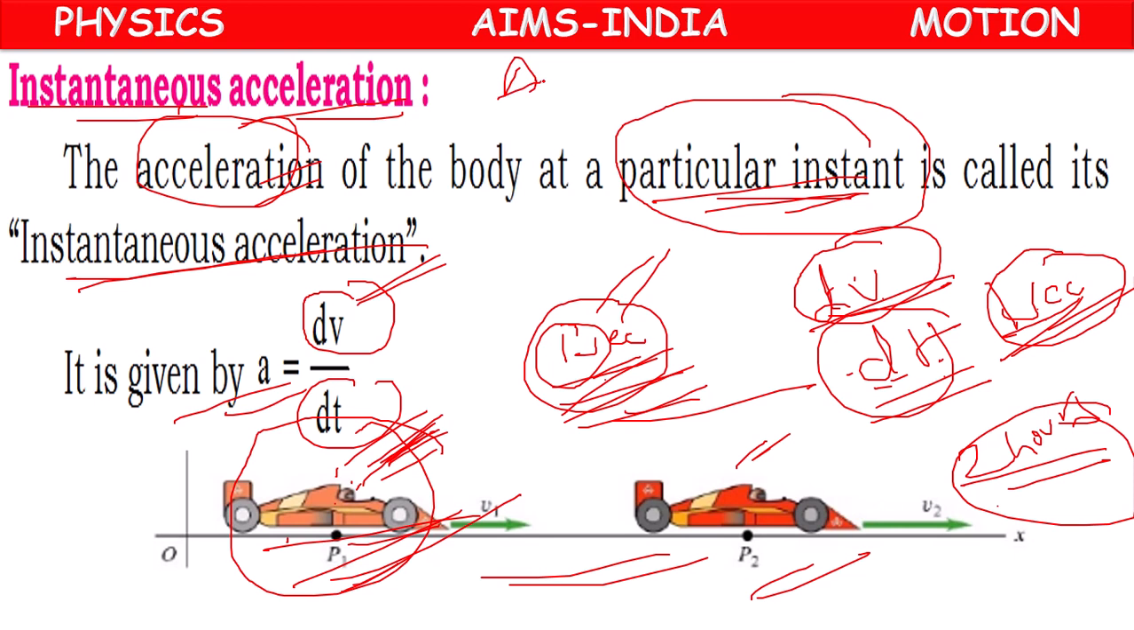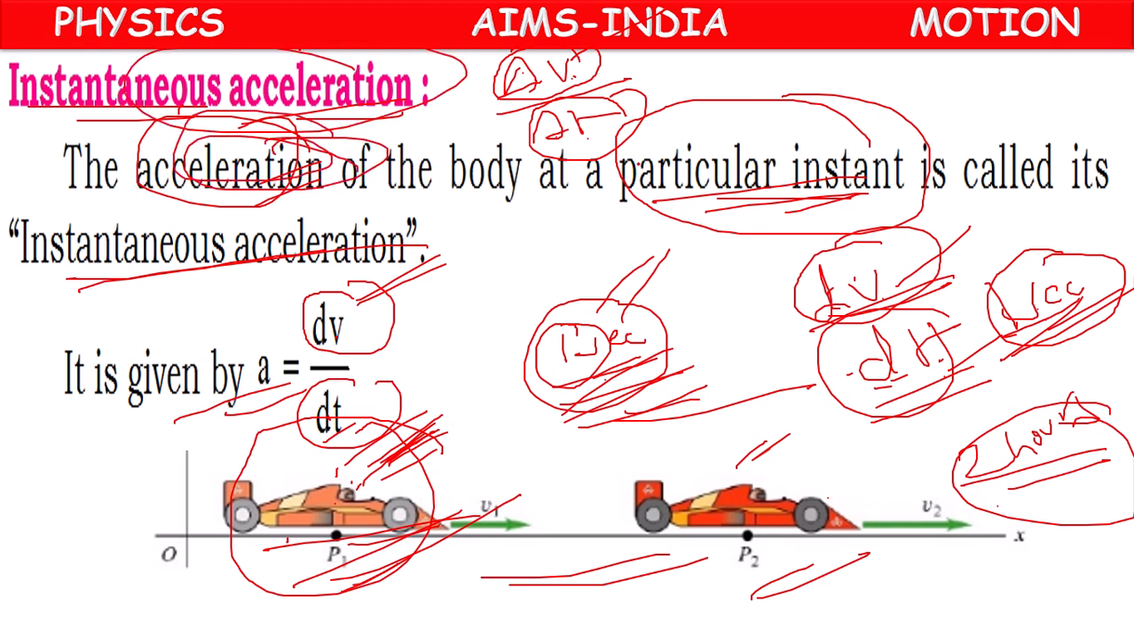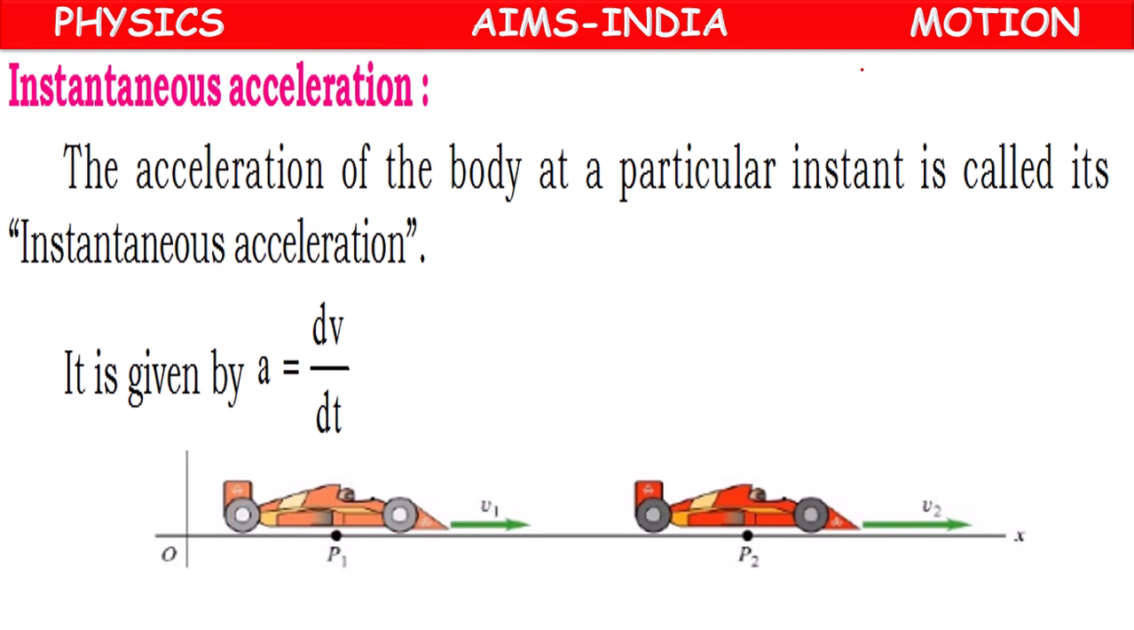If we take delta v by delta t, it is a large amount of change of velocity in a large amount of time. For 2 hours, how much did the velocity change? Then we will make use of delta v by delta t. But for small intervals, we will make use of dv by dt. So instantaneous acceleration means the acceleration, or change of velocity, at that particular instant.